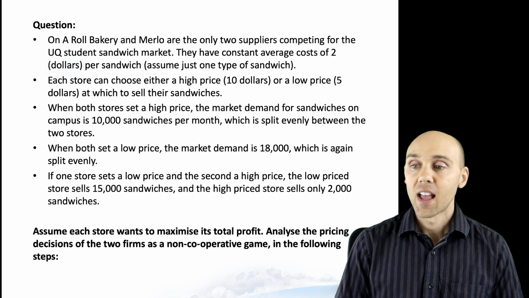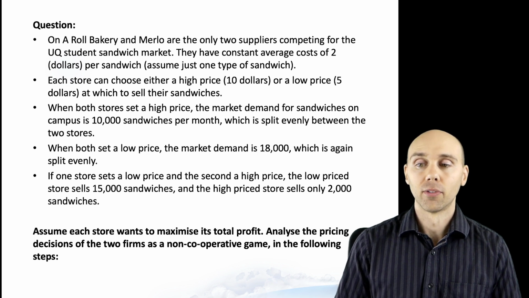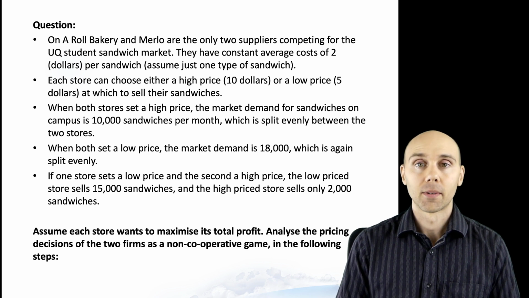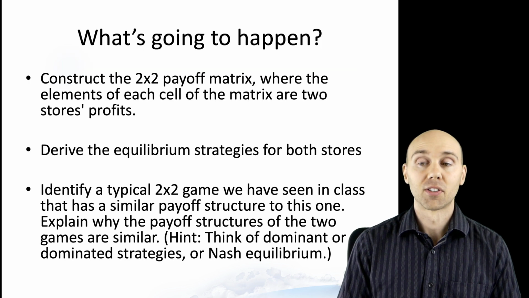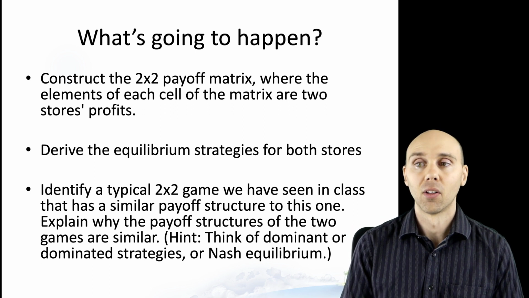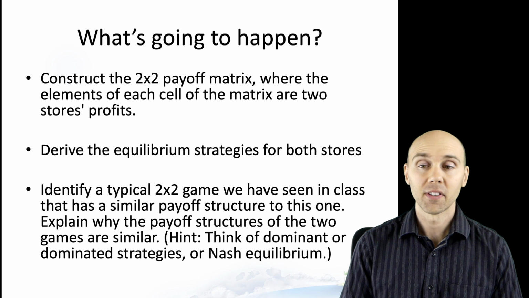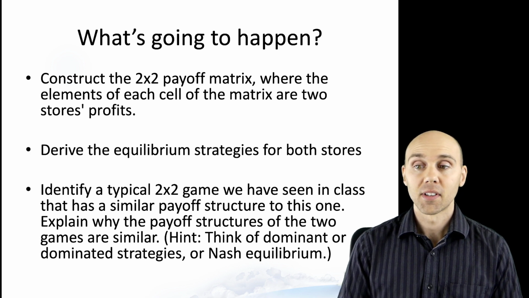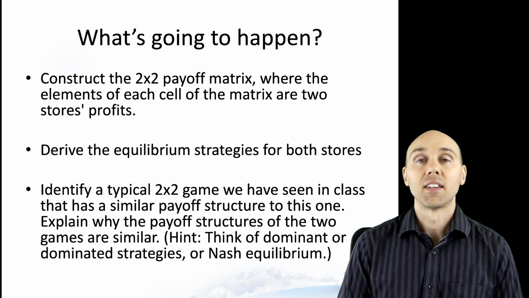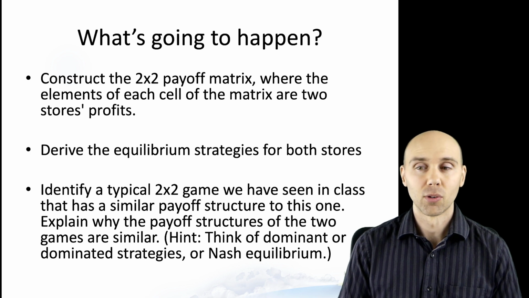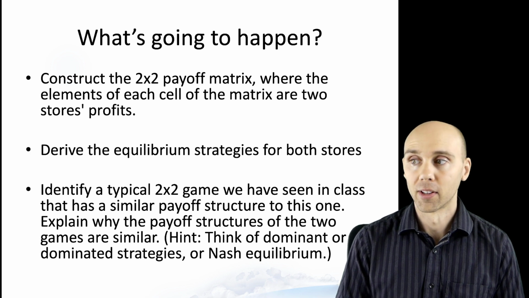The question is, analyze the pricing decision of the two firms as a non-cooperative game in the following steps. Step 1, construct the 2x2 payoff matrix, where the elements of each cell of the matrix are the two stores' profits. Step 2, derive the equilibrium strategies for both stores. And then step 3, identify some 2x2 game that we've seen in class with a similar payoff structure and explain why these two games are sort of equivalent.